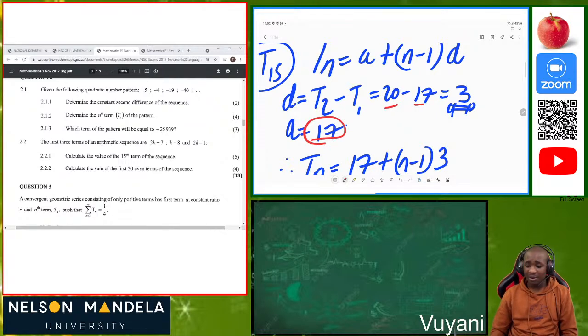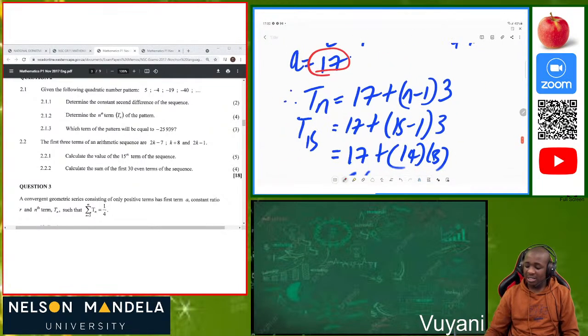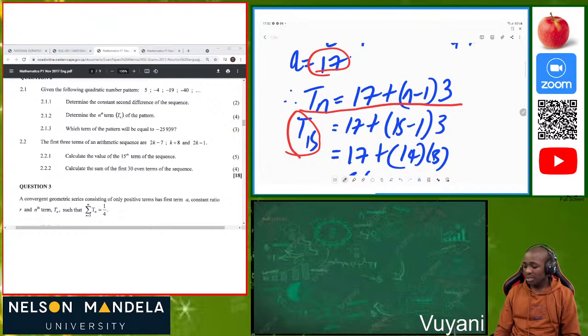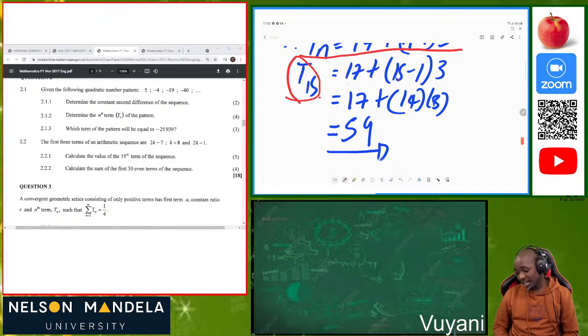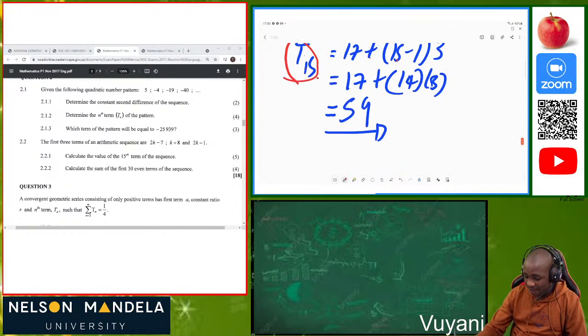But now we were told to calculate the 15th term. So what is our 15th term? It is T15. So wherever we see n, since this is our general equation, we have to replace it by 15. Then we ended up having 17 plus 15 minus 1 times 3. Then after that, we say 17 plus 14 times 3, and we get our positive 59.